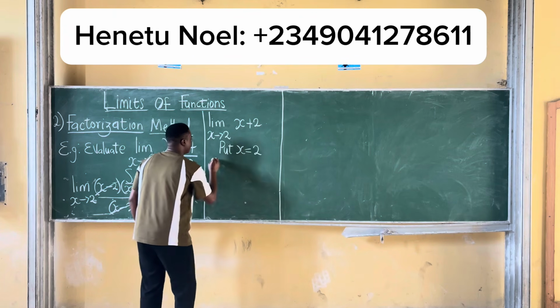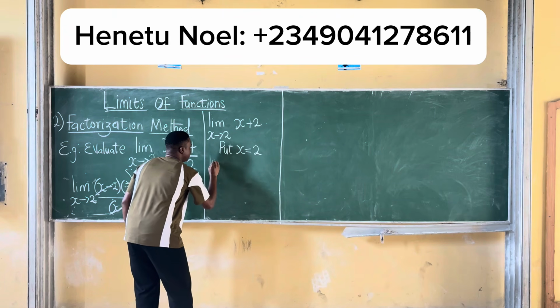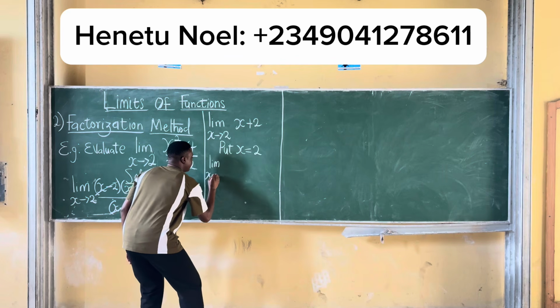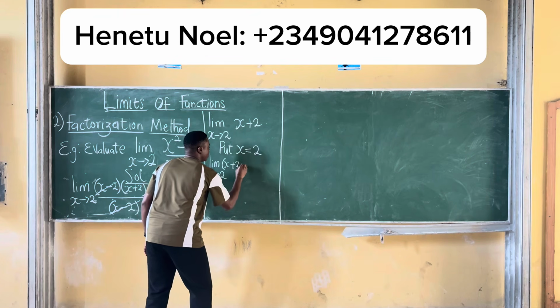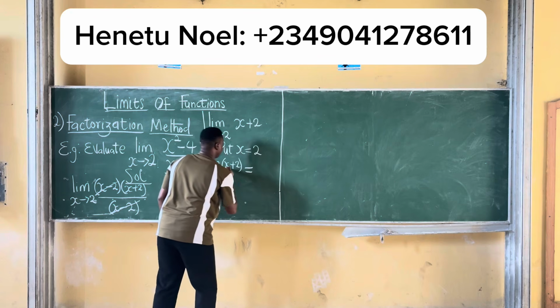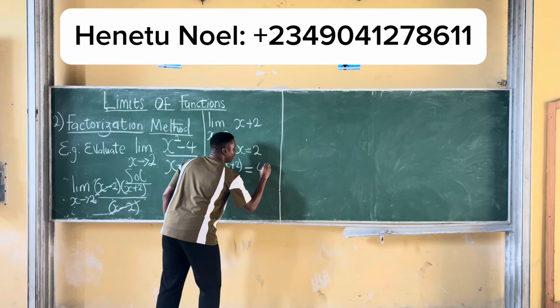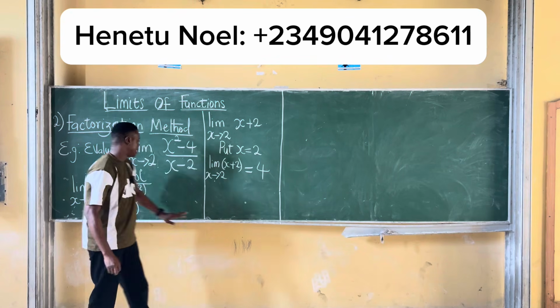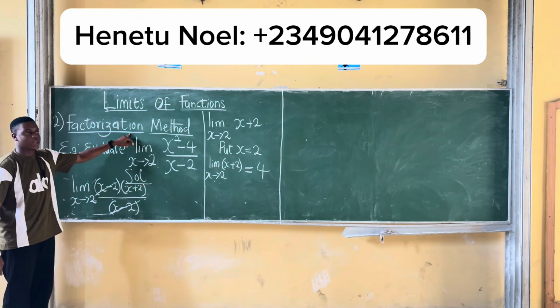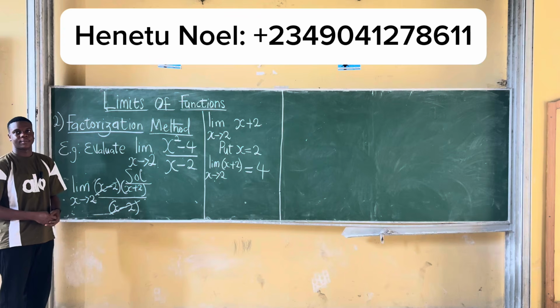So then this becomes the limit as x tends to 2 of x plus 2, which is equal to what? 2 plus 2 becomes what? 4. This is the answer to this problem using the factorization method.